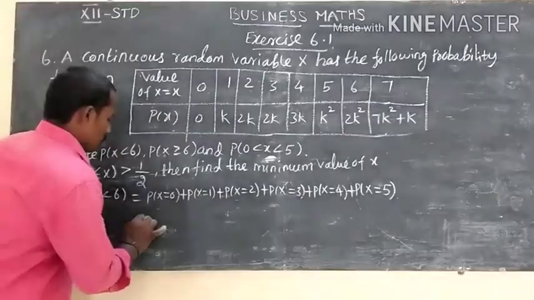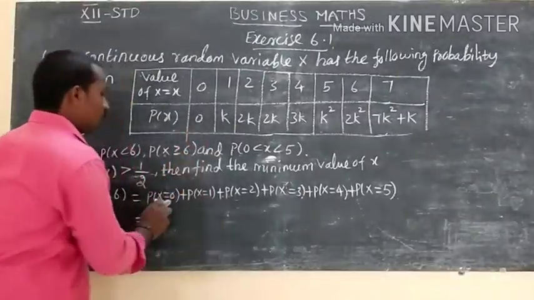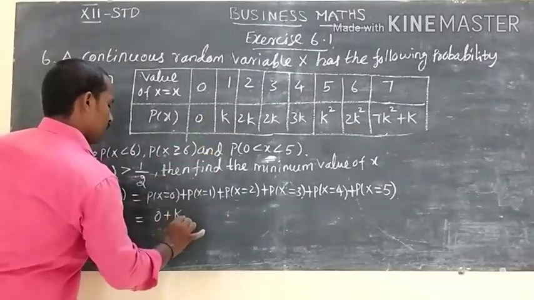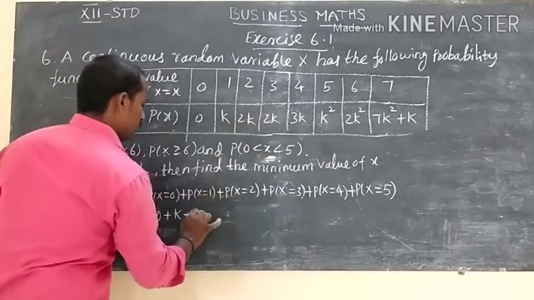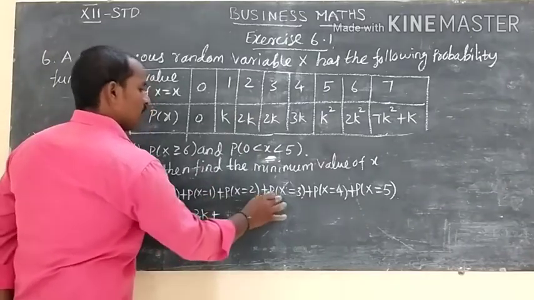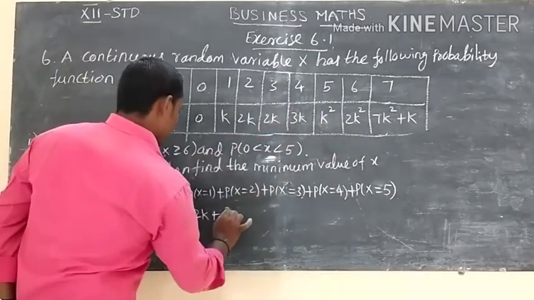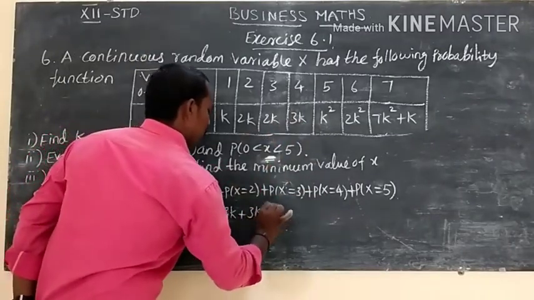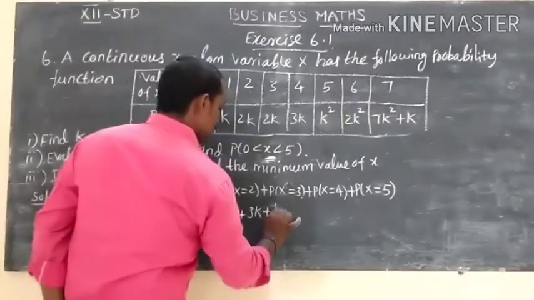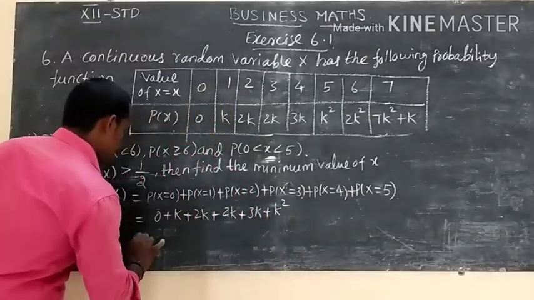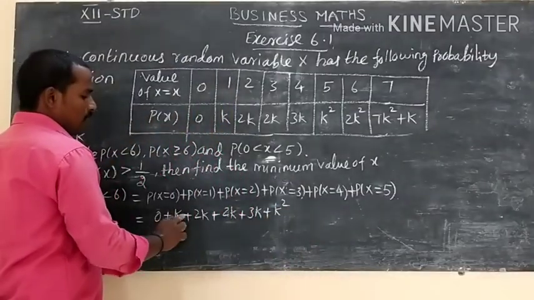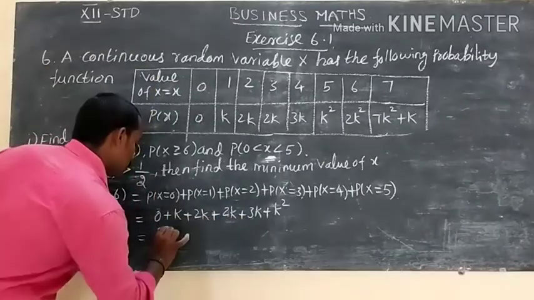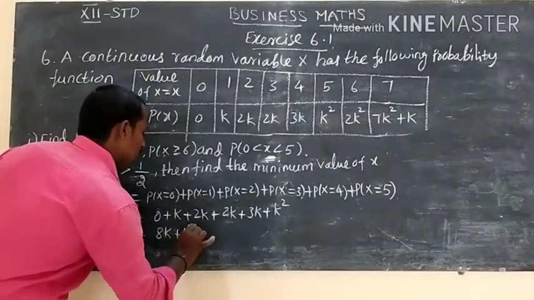That's all. Write the corresponding values: p of 0 is equal to 0 plus p of 1 is equal to k plus p of 2 is equal to 2k plus p of 3 is equal to 2k plus p of 4 is equal to 3k plus p of 5 is equal to k square. Then sum of the k: 1 plus 2, 3, 3 plus 2, 5, 5 plus 3, 8. So 8k plus k square.